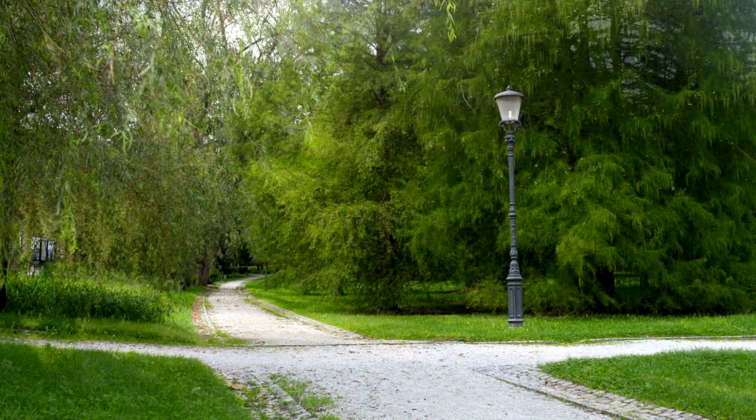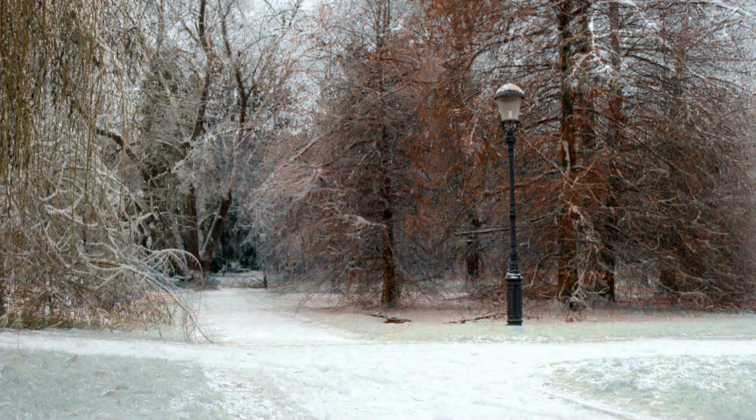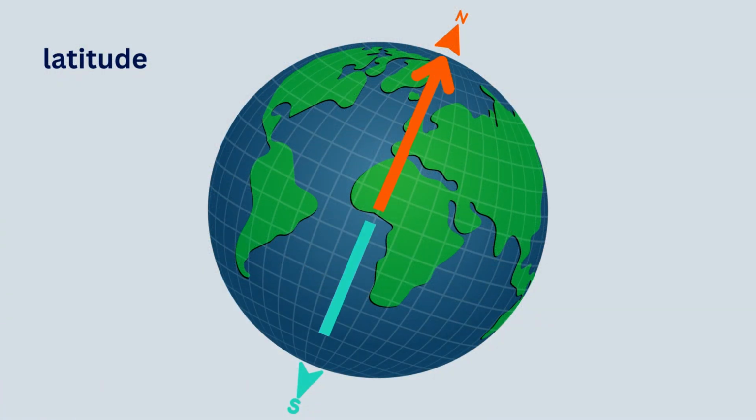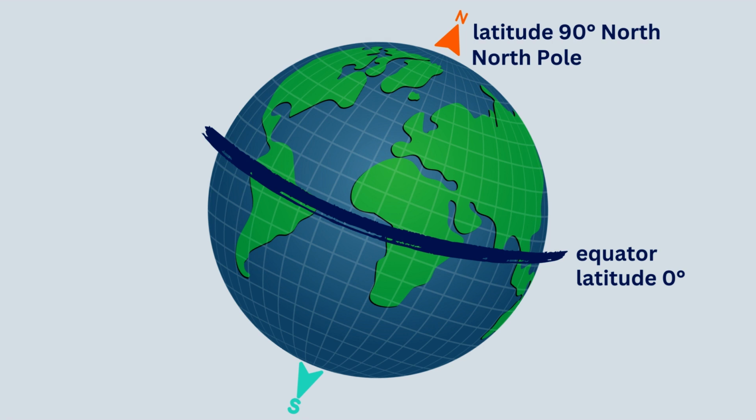Seasonal changes are not the same throughout the northern or southern hemispheres. They vary with latitude. Latitude means how far north or south a place is on Earth, and it is measured in degrees like an angle. The equator is an imaginary line running around the middle of the Earth like a belt, and it has a latitude of 0 degrees. The North Pole has a latitude of 90 degrees north, and the South Pole has a latitude of 90 degrees south.